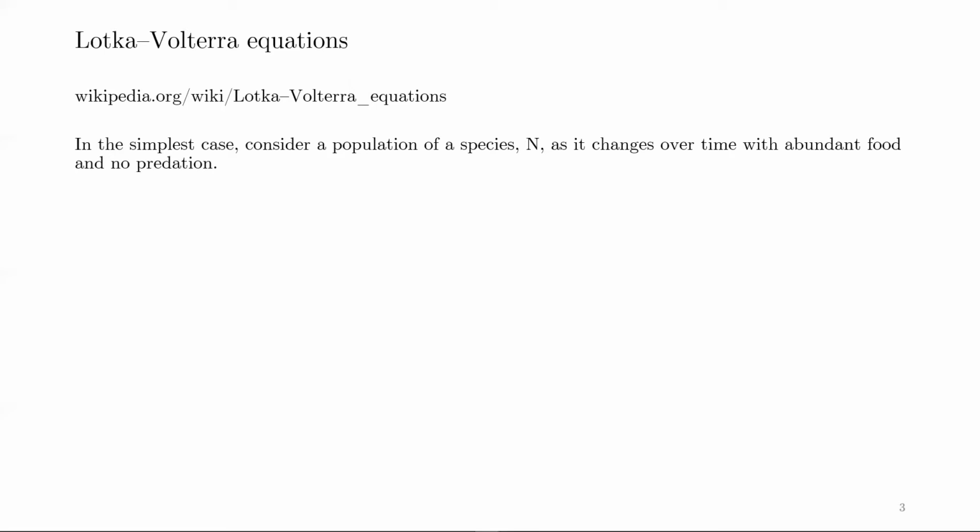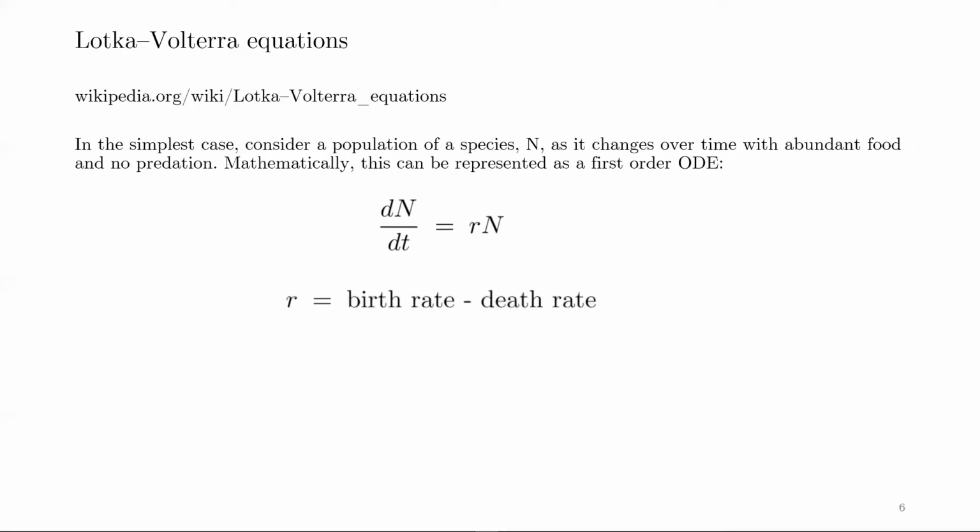So in the simplest case, we're just going to consider a population of species, n, as it changes over time, and we're going to assume that we have abundant food with no predation. So let's just look at the case where there are no predators, it's not being eaten at all. Mathematically we can write this as a first order ODE, and you would have seen this in class before. If n is the number of the prey here, or the species, the rate of change of the population of the species is equal to r times n, where r is the survival rate, or really it's just the birth rate minus the death rate.